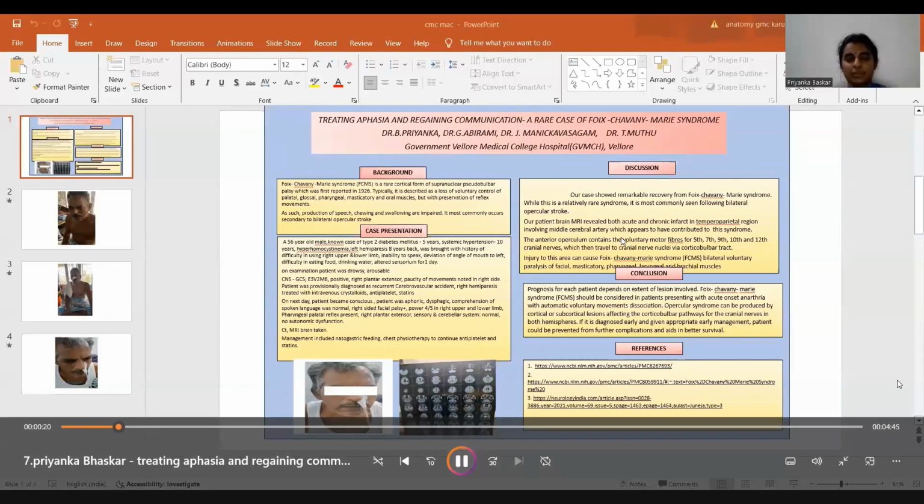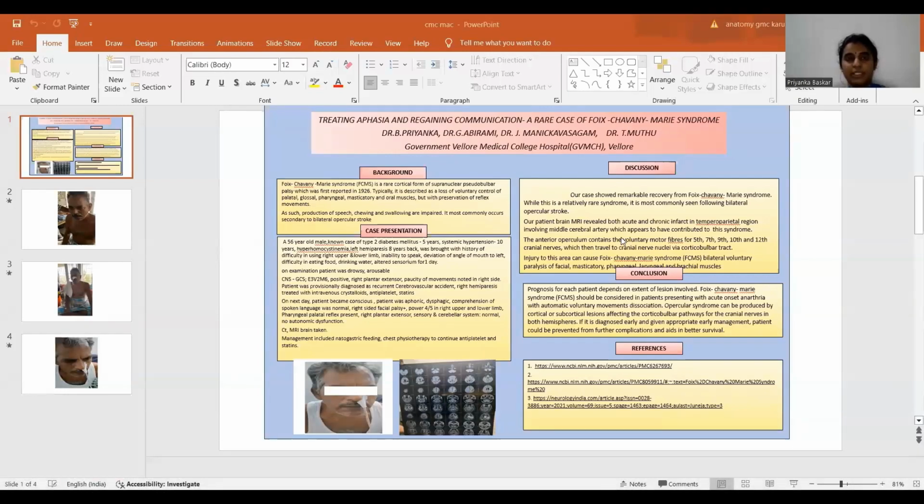Today I am going to discuss a case which we treated at our hospital: treating aphasia and regaining communication, a rare case of Foix-Chavany-Marie Syndrome. Foix-Chavany-Marie Syndrome is a rare cortical form of supranuclear pseudobulbar palsy, first reported in 1926. Typically, it is described as loss of voluntary control of palatal, glossal, pharyngeal, masticatory, and oral muscles, but with preservation of autonomic and reflex movements. As such, production of speech, chewing, and swallowing are impaired. Most commonly it occurs following bilateral opercular stroke.